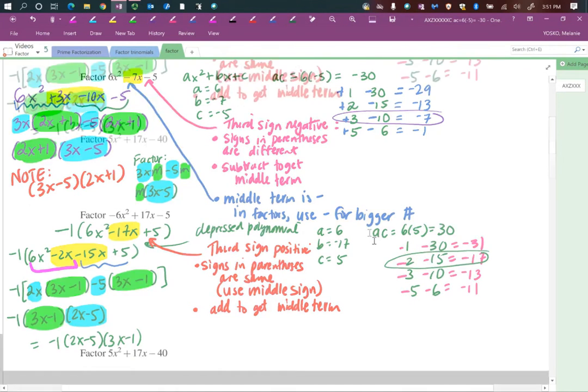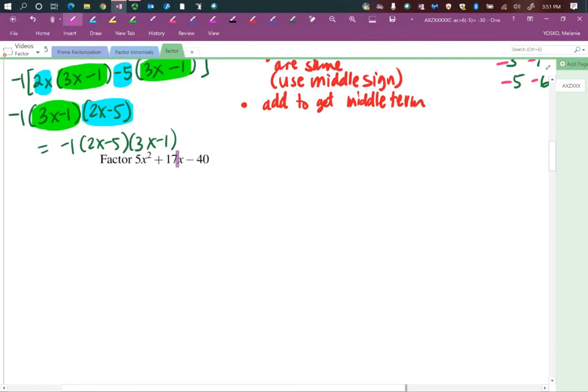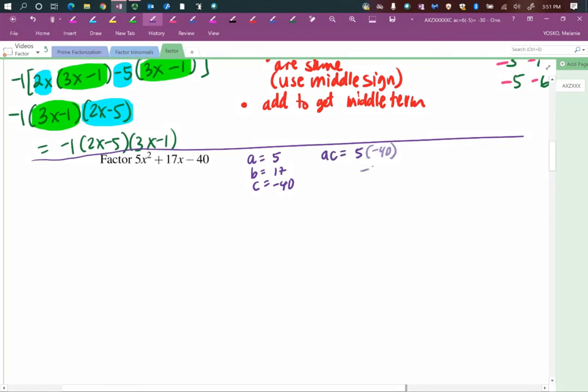Okay, let's try another one. Factor 5x squared plus 17x minus 40. So we have x squared and x and a constant, and there's no greatest common factor that we can factor out of all three terms. So we're going to find a, b, and c. A is 5, b is 17, c is negative 40. We look for the AC product. That's negative 200. Again, we'll talk about the negative in just a minute.